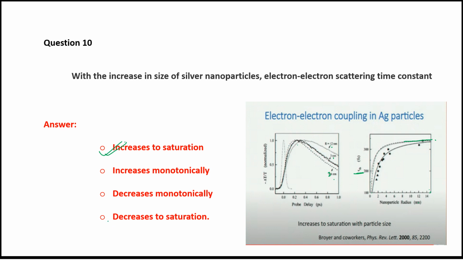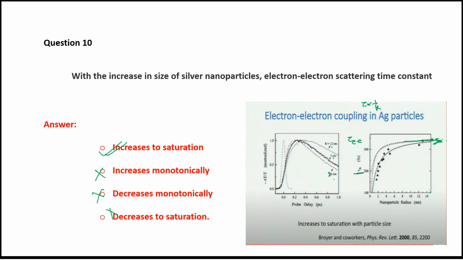The option that it decreases to saturation is not correct, because here they are talking about the time constant, that is denoted by tau. If they would have talked about the rate constant, then it would be the reverse. It would decrease with saturation because tau is inversely proportional to k. Then decreases or increases monotonically, so these two are also wrong options. The correct option to this question is increases to saturation. Increases and reaches a max.